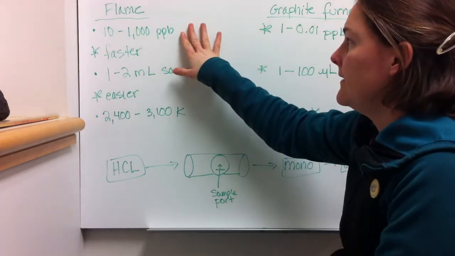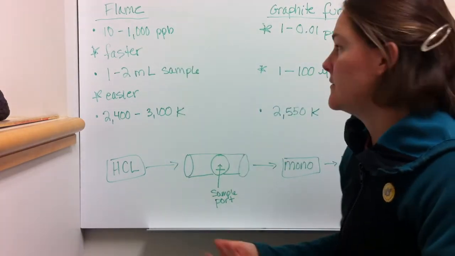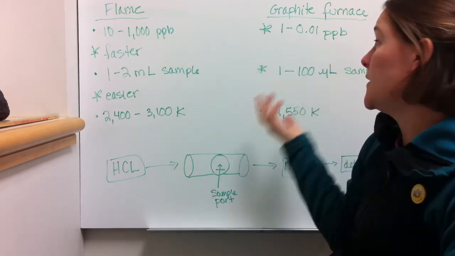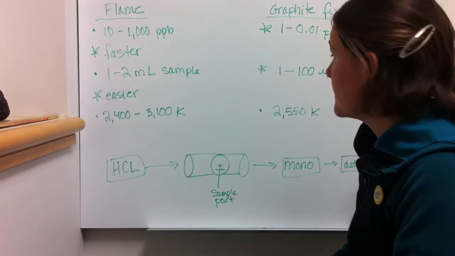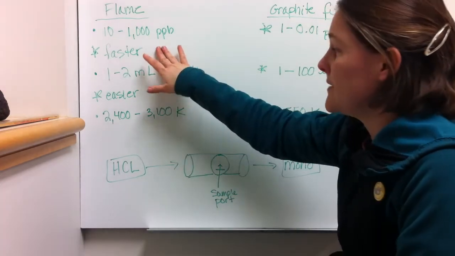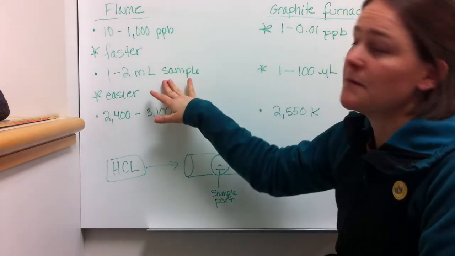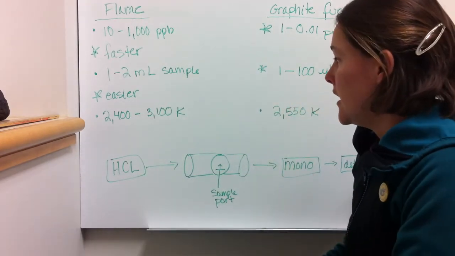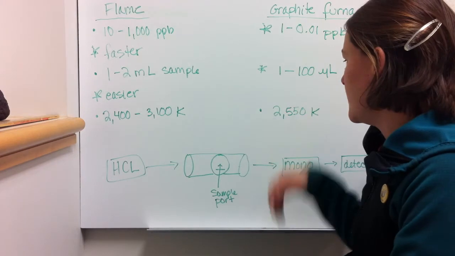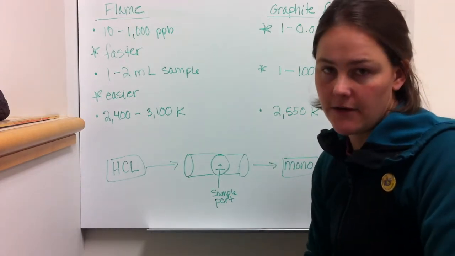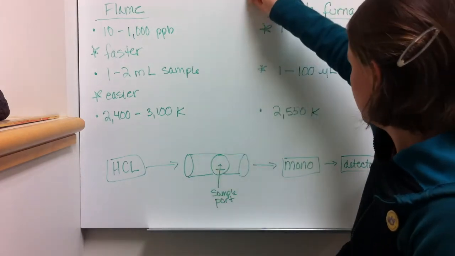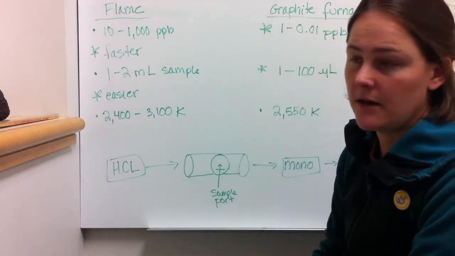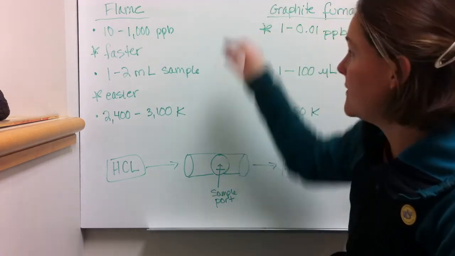So with a flame, the detection limit is 10 to 1,000 ppb. With the graphite furnace, it's much lower. It's 1 to 0.1 ppb. So the flame is faster and easier, but it requires much more sample, 1 to 2 milliliters versus 1 to 100 microliters. And both of these are kept at around 2,500 degrees Kelvin. So you can just substitute a graphite furnace in for the atomic absorption geometry.